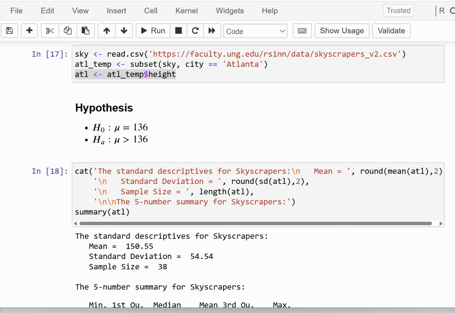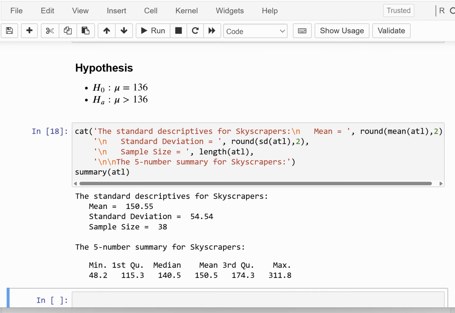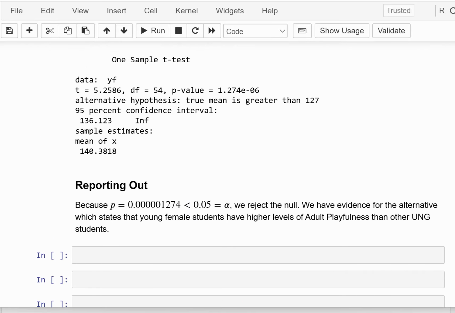Cha-ching. So notice this is for Atlanta. The average Atlanta skyscraper is 150 meters tall, 151, standard deviation of 54.4, and a sample size of 38. Interesting so far, especially when I compare the 150 to the 136. We seem to be in a similar situation as before, but let's not get ahead of ourselves. Let's go get the graphics. We're going to do the data checks here.